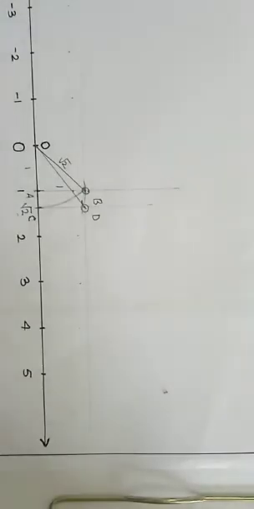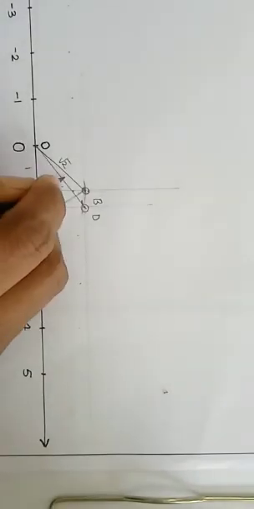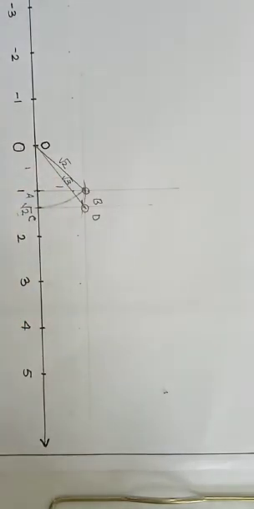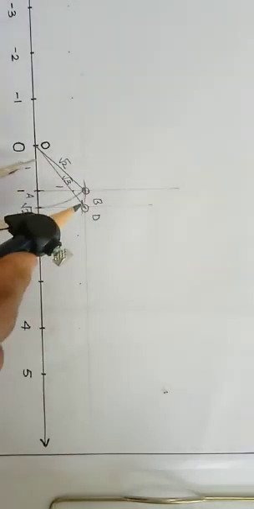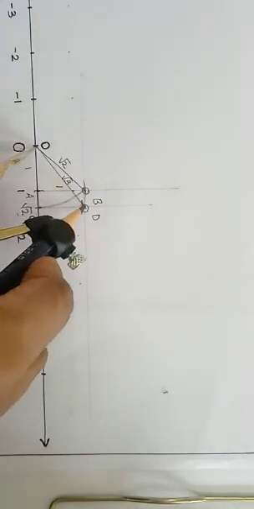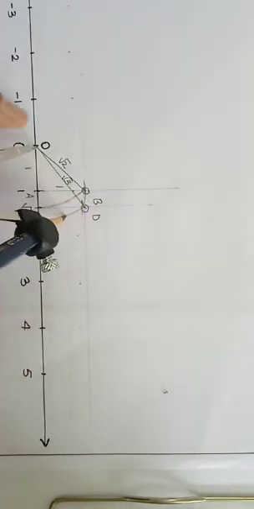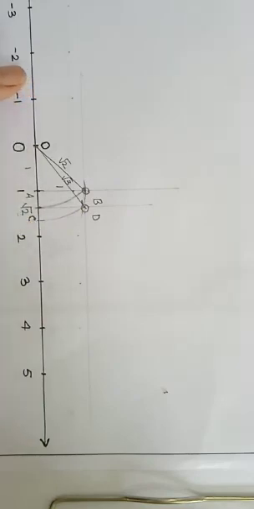Now I will take it here. This is root 3. Taking the radius of the circle as root 3, I draw a small arc which intersects the number line at a point, say E. So this point E is root 3. In this way we can find points on the number line, and these points indicate irrational numbers like root 2 and root 3 on the number line.